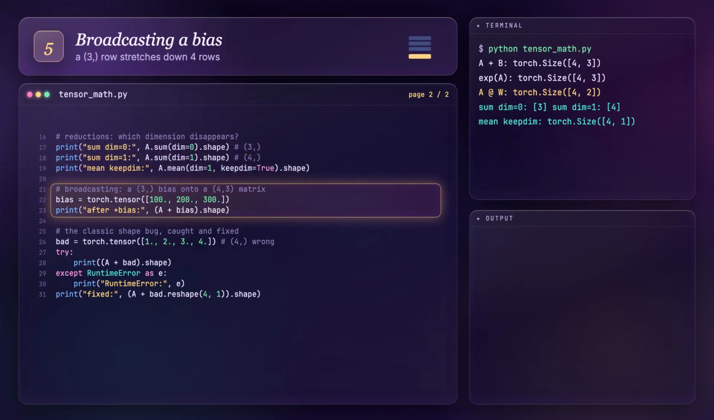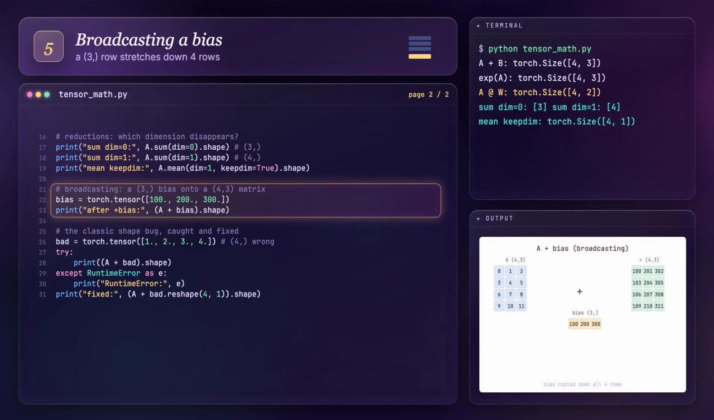Broadcasting. We make a length 3 bias and just write a plus bias. No loop, no tiling. PyTorch lines the shapes up from the right, 3 matches 3, and stretches the bias down all 4 rows. Output stays 4 by 3. This exact pattern is how every linear layer adds its bias.